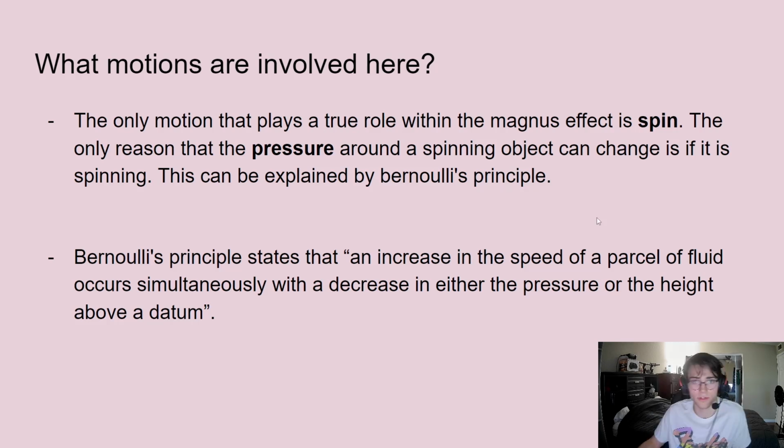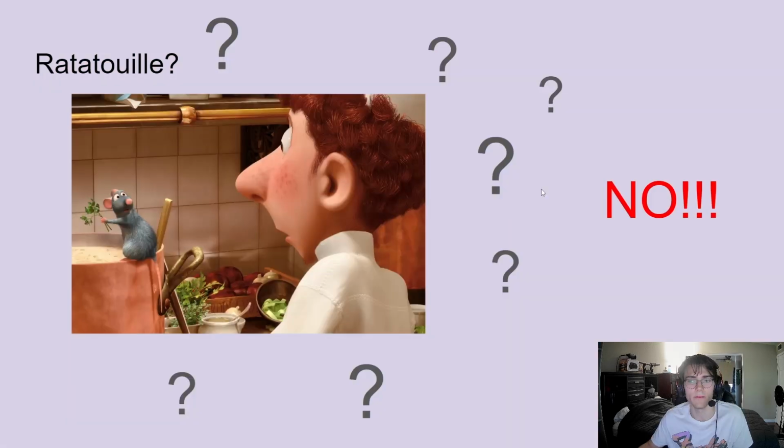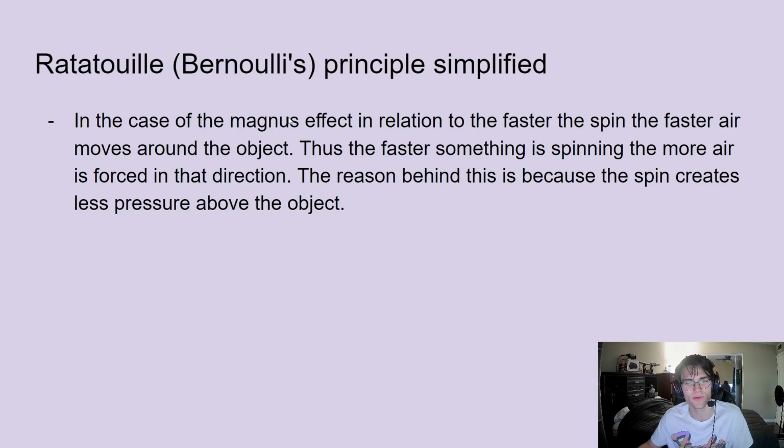Now I know you guys may be asking, who in the world is this Ratatouille guy? No, his name is not Ratatouille, it's Bernoulli. And in the case of the Magnus Effect, Bernoulli's principle can basically be simplified as the faster that something is spinning, the more air is forced in that direction. The reason behind this is because the spin creates less pressure above the object.